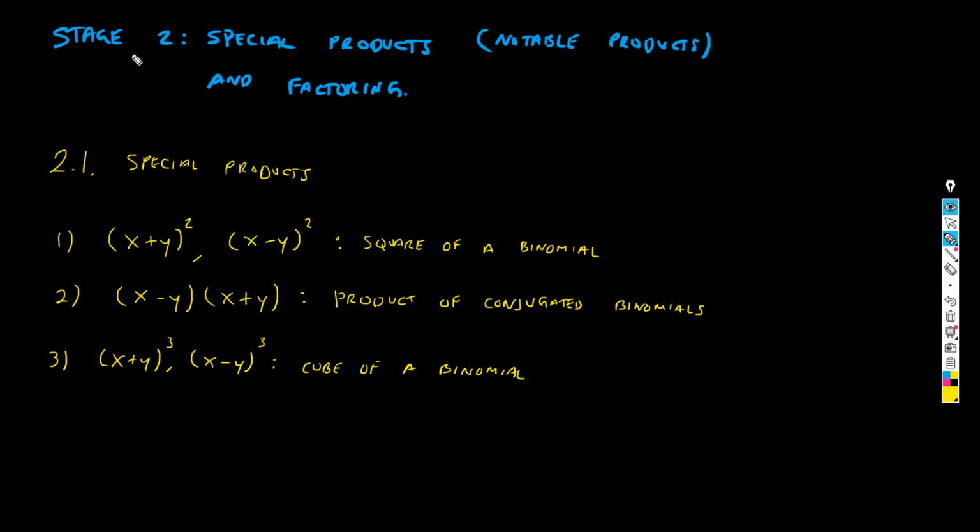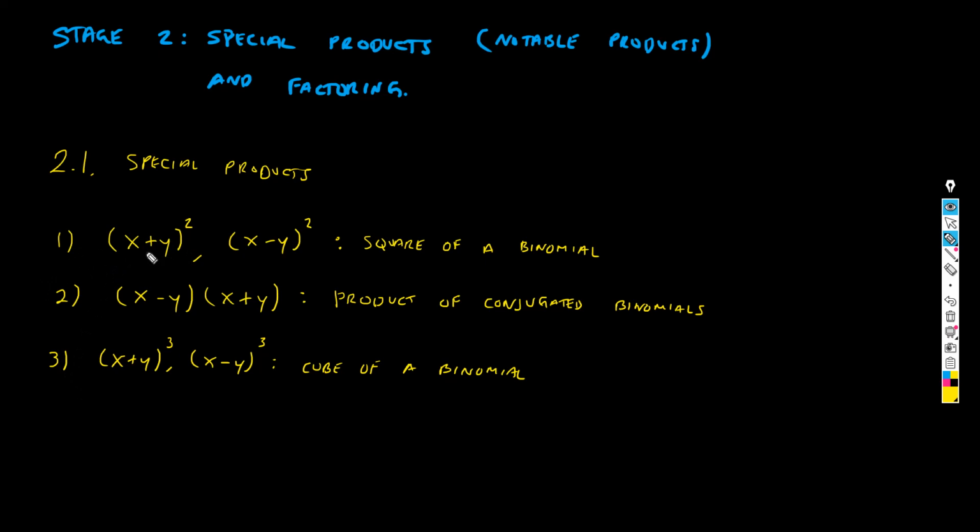Today, we're gonna start stage number two, which is special products, also known as notable products, and factoring. Okay, this is stage two. So the first lesson is 2.1, special products, which is what I told you to research on your own in the last class, right? And I told you that the most important special products for us will be these three.